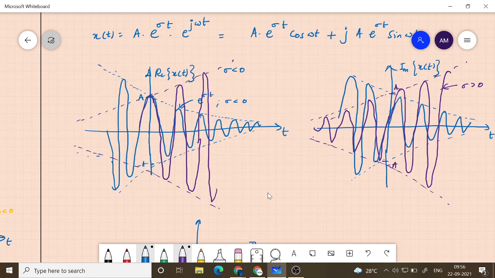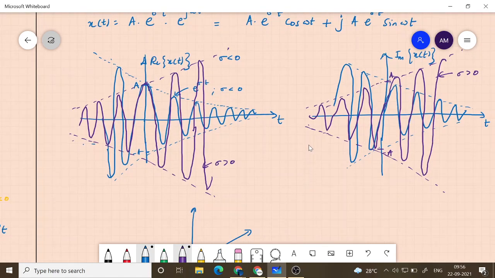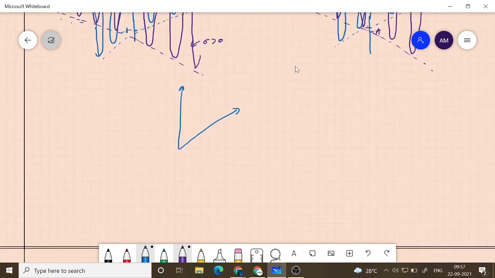Okay, so this is the case of sigma greater than 0. Yes, sir. So now I'm just attempting to draw in a 3D plot the same information, but it is a little tedious, as I told you, but it's just an attempt. You need to be good at drawing for that.